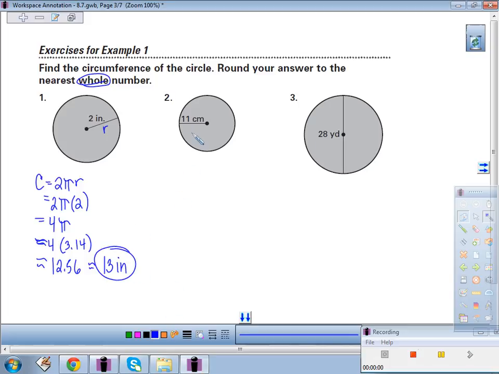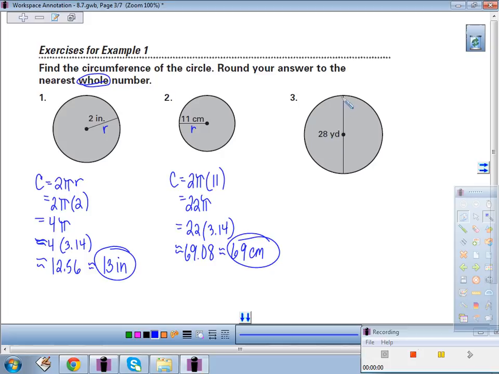Next, number 2, they give us the radius. It is from the center to the edge of the circle, so that's the radius. We'll do 2 times pi times the radius. 11 times 2 is 22. And if we use that 3.14 as an approximation, we will get the circumference to be approximately 69.08. And that will round to 69 if we're rounding to the whole number, centimeters.